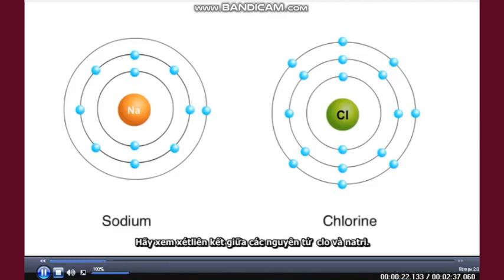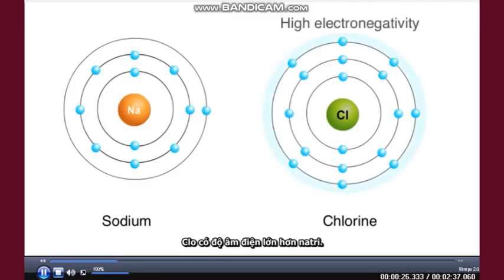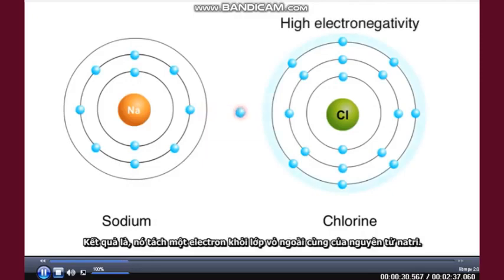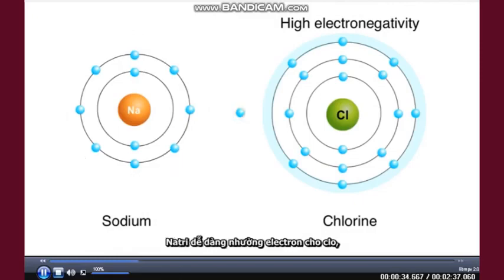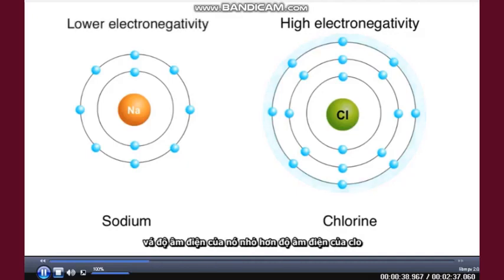Consider what happens between atoms of chlorine and sodium. Chlorine has a higher electronegativity than sodium. As a result, it strips an electron from the outer shell of the sodium atom. The sodium readily surrenders the electron to chlorine because it has lower electronegativity.